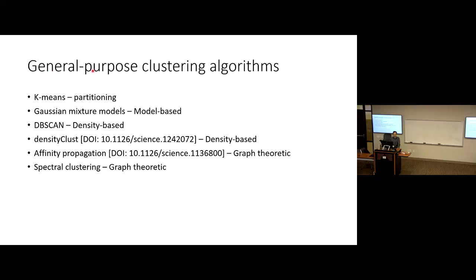They are all general purpose clustering algorithms, not only designed for single cell data. And as I mentioned, there's SC3, which was originally designed for single cell data clustering. So k-means is a partitioning method. Gaussian mixture modeling is model-based. DBSCAN is density-based.